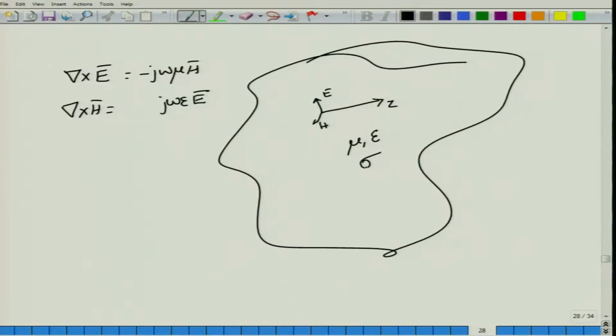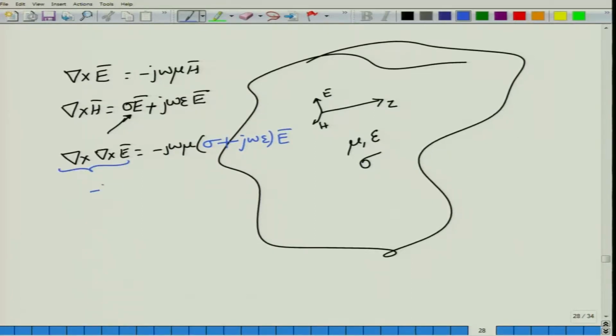Because of finite value of sigma, the current density component, which is proportional to E and therefore given by sigma E, the point form of Ohm's law as we discussed, is equal to sigma times E plus j omega epsilon E. So, this term cannot be neglected and must be included. As before, we take the curl of the electric field once again and substitute the right hand side of curl of H. So, I obtain minus j omega mu times sigma plus j omega epsilon times electric field E.